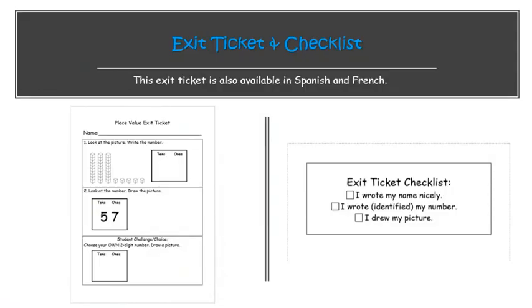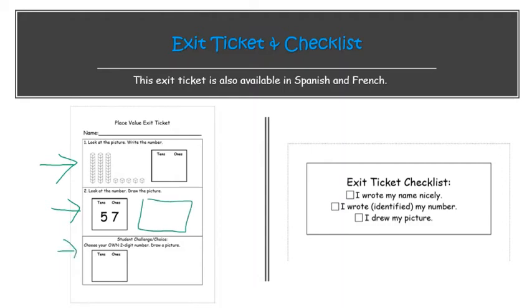So, now that we've done that really fun activity, this is the part where you get to do your exit ticket and your checklist, and you get to show us what you learned today during our online lesson. So for number 1, you're going to look at the picture and write the number in the box next to it. You're going to write how many groups of 10s and how many ones you see. For this one, you're going to look at the number that they give you, and then you are going to draw the picture right here.